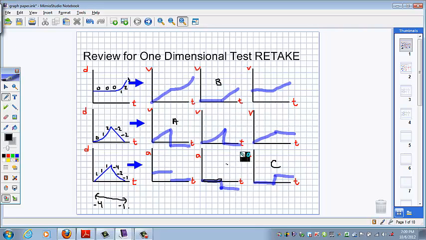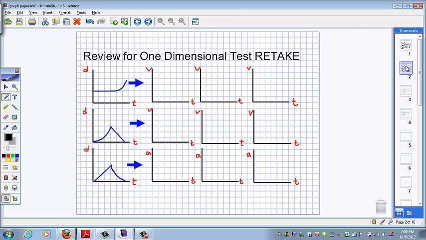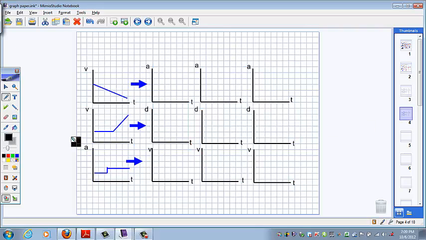So if you had B, A, C, you're on the right track. Let's see if you've got it now. I'll give you one more chance to try your skills. Here's some velocity and acceleration graphs, and we're going to have to find a similar story: velocity to acceleration, velocity to distance, and then acceleration to velocity.